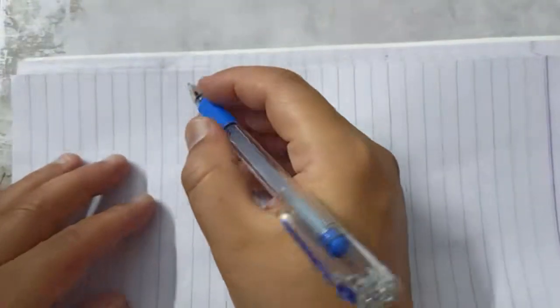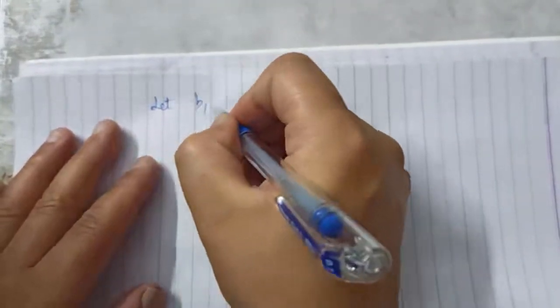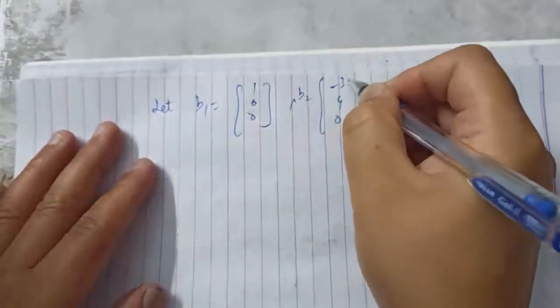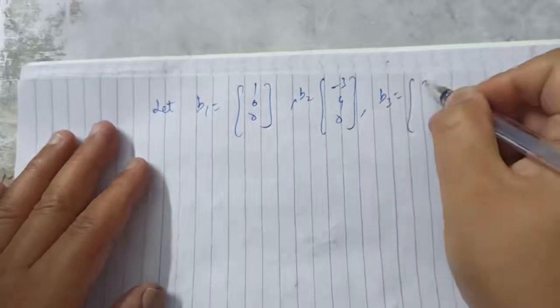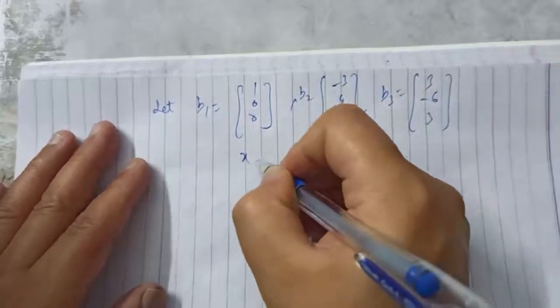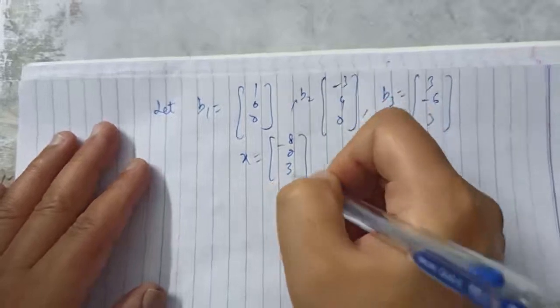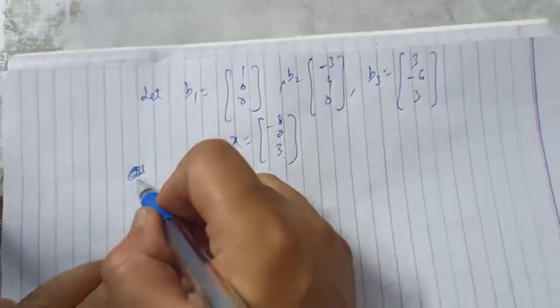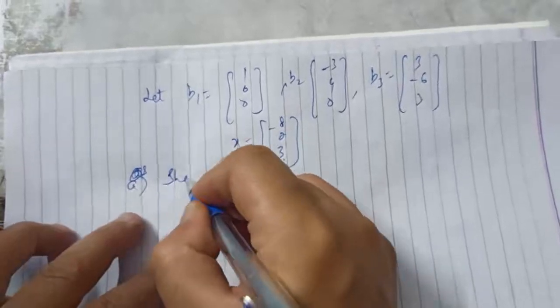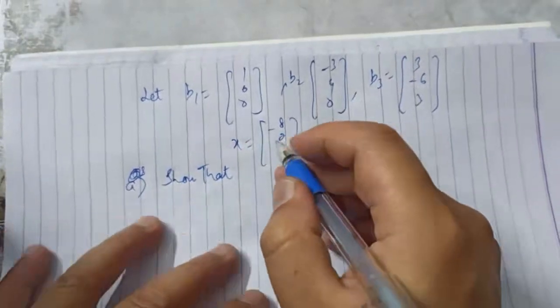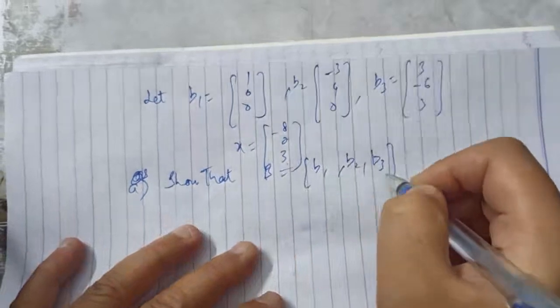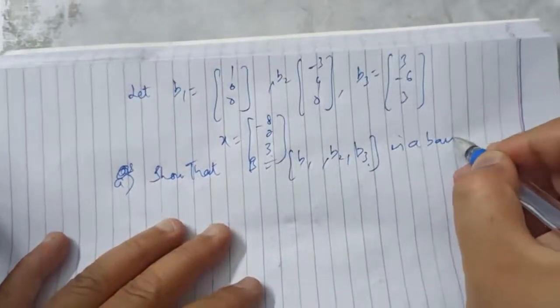Okay. Now similarly we can look at some more examples. Let's say that b1 equals 1, 0, 0, b2 equals -3, 4, and 0, b3 equals 3, -6, and 3, and x equals -8, 2, and 3. So first of all we have to show that B, consisting of b1, b2, and b3, is a basis of R cube.